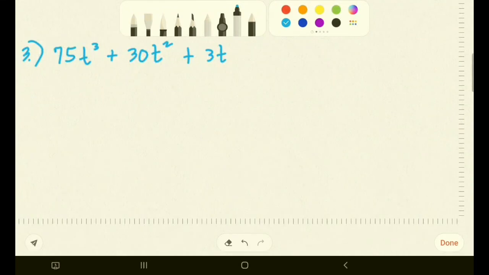Let's have a third example. Okay, observe 75t cubed plus 30t squared plus 3t. First term, that is not a perfect square. Third term, 3t, that's also not a perfect square. But notice, common factor t. 75, 30, 3, they have also a common factor. So the same with the number 2 example, meaning they have a GCMF. So that would be 3t.